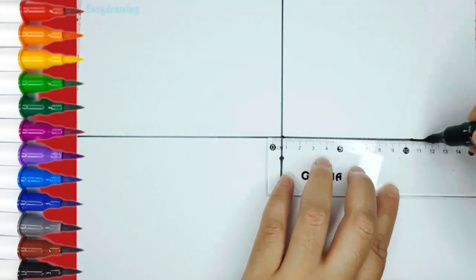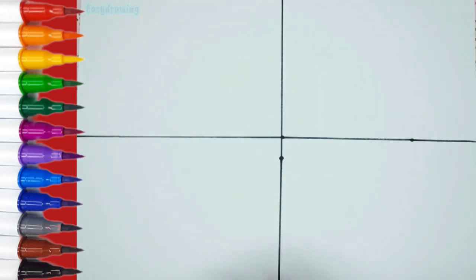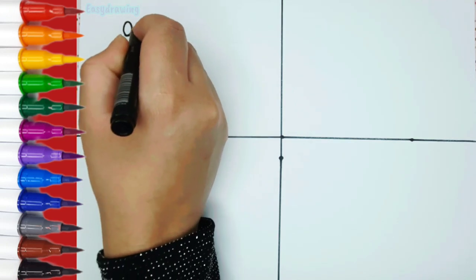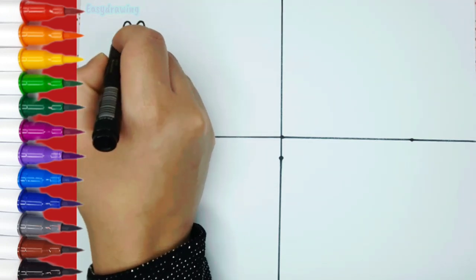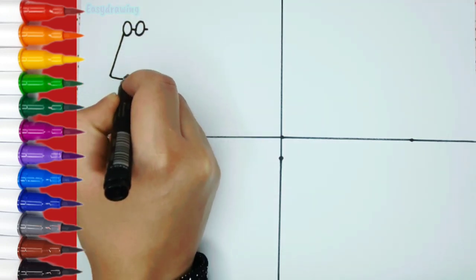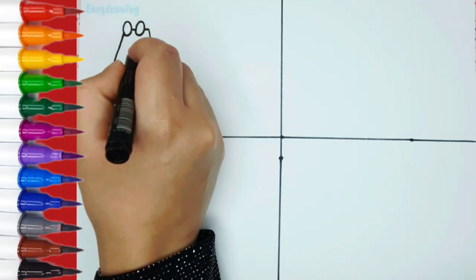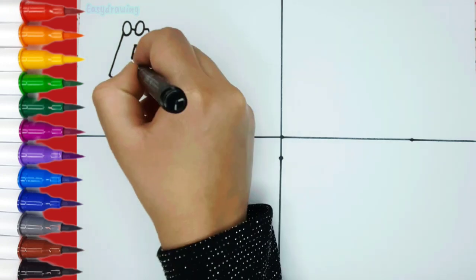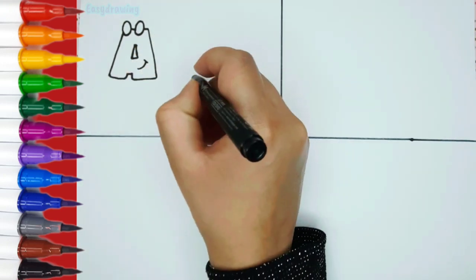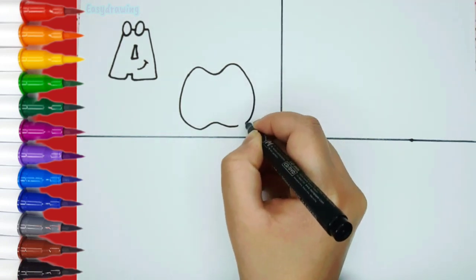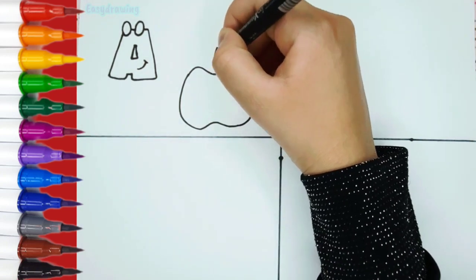Today we learn alphabets, words and colors. Let's start with me. Now the alphabet A. A. A a apple.